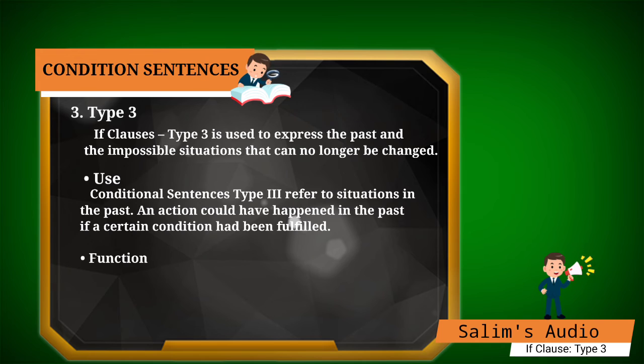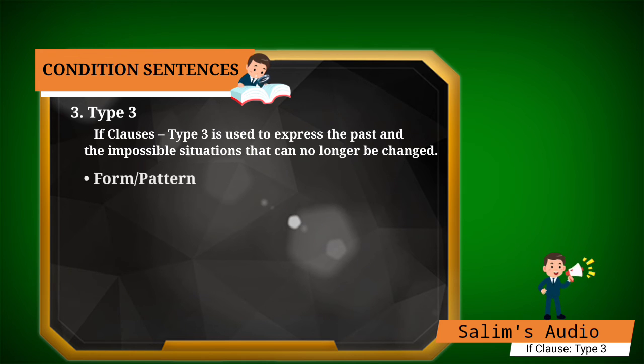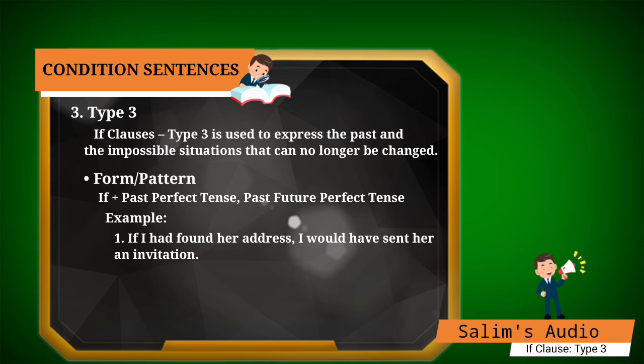Function. There are two functions in type 3. The first is untrue in the past. The second is contrary to the fact in the past. Form or pattern of type 3: the form is if plus past perfect tense, comma, past future perfect tense. For example, if I had found her address, I would have sent her an invitation. Sometime in the past, I wanted to send an invitation to a friend. I didn't find her address, however, so in the end, I didn't send her an invitation.